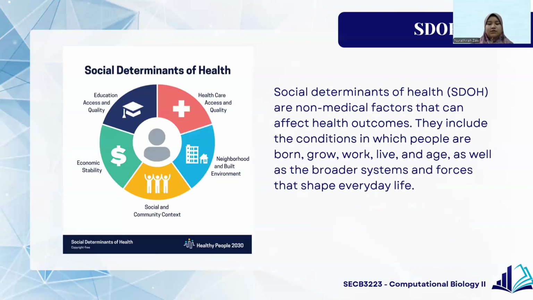So SDOH, which is the social determinants of health, are non-medical factors that can affect health outcomes. This includes the conditions in which people are born, grow, work, live, and age, as well as broader systems and forces that shape everyday life. So this is basically the main idea of the social determinants of health.